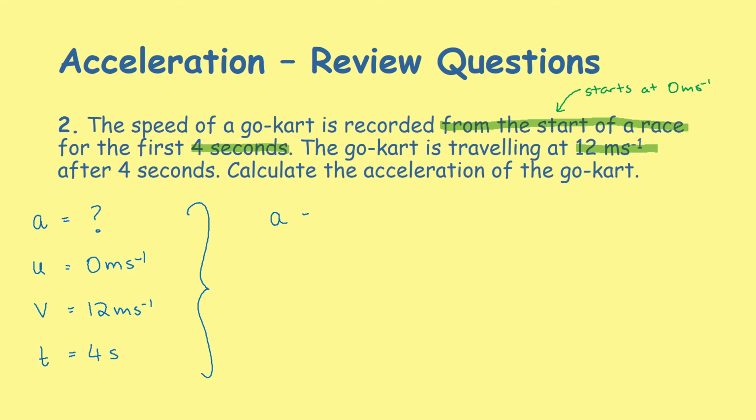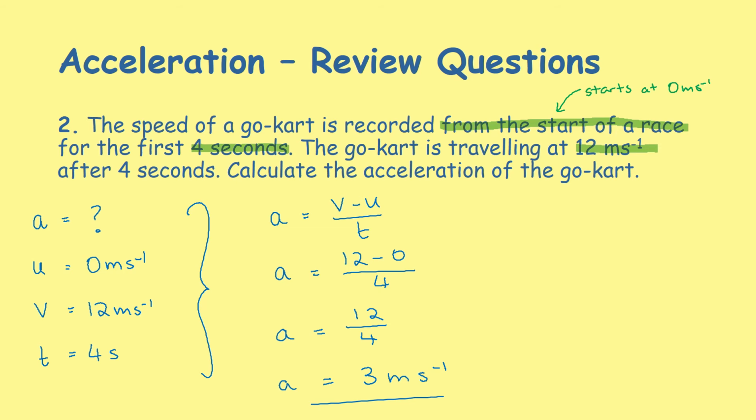Using our equation, a equals v take away u over t, we can pop our numbers in. So a equals 12 take away 0 divided by 4. Simplifying this, we get a equals 12 over 4, so our acceleration is 3 meters per second. Oh, did you see my mistake there? Not 3 meters per second, that would be its speed. 3 meters per second squared, because it's an acceleration. It's the change in speed per unit time.